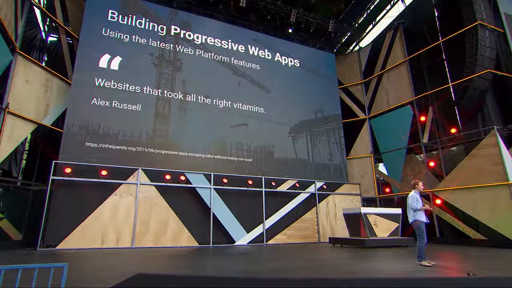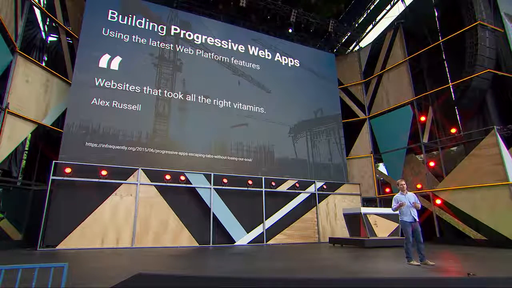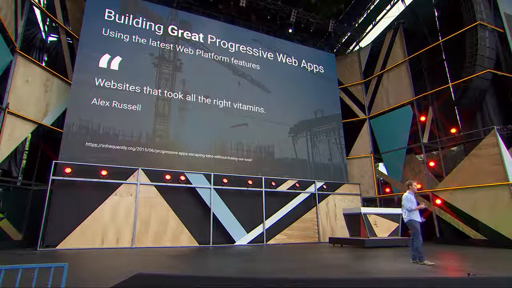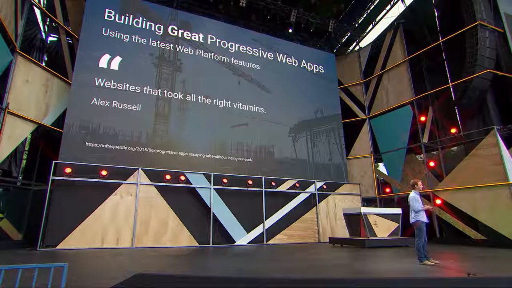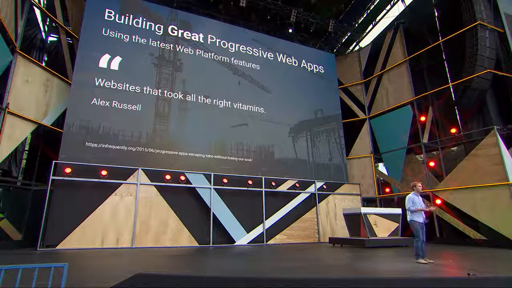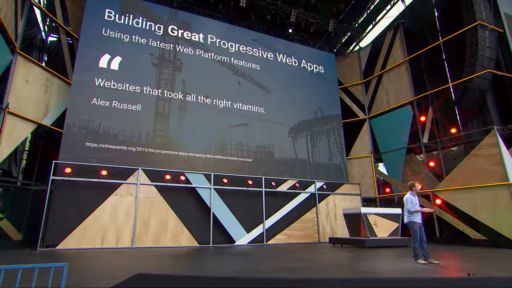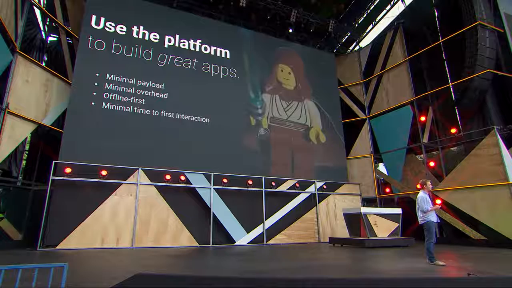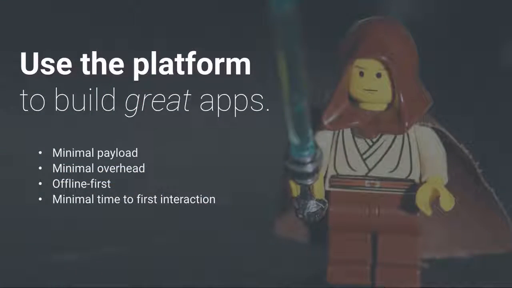And of course, we don't just want to help build progressive web applications. We want to help build great progressive web applications, great user experiences. So how do you do this? How do you build a great progressive web app on the mobile web with all of the challenges that that entails? And of course, our answer is to use the platform. Use the platform to build great apps. Use what the browser gives you to achieve minimal payload, minimal overhead, design offline first.